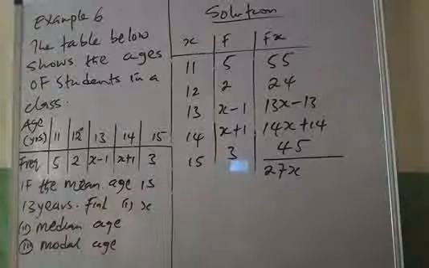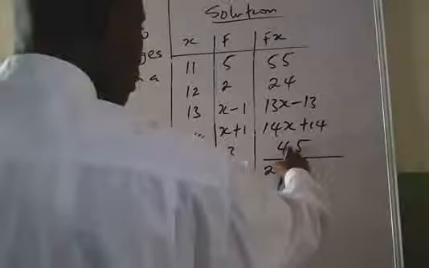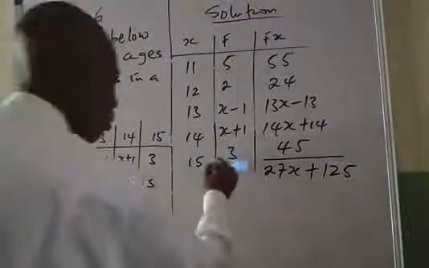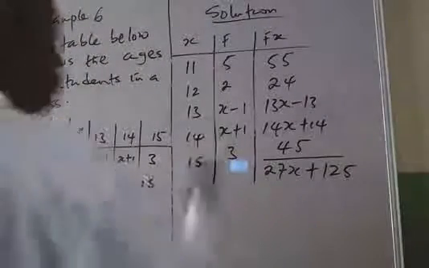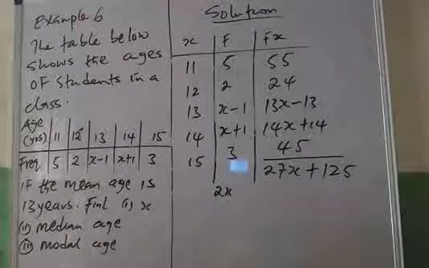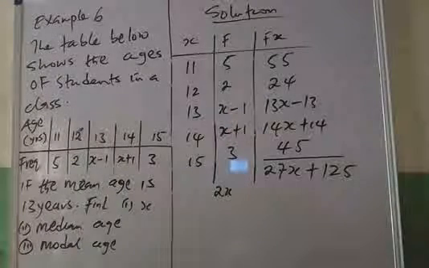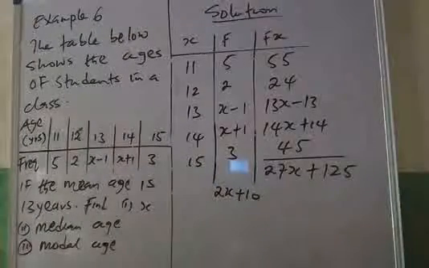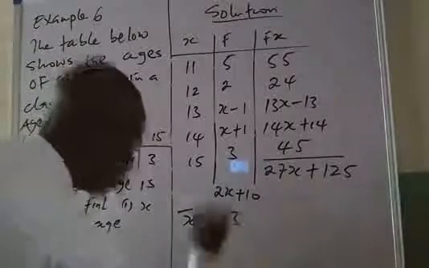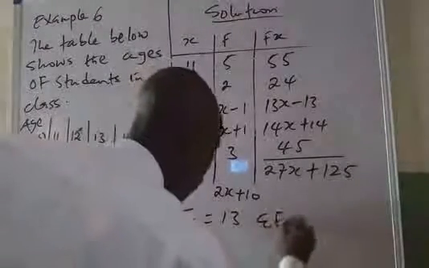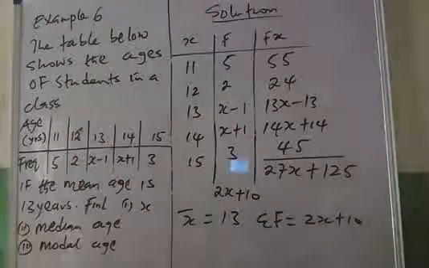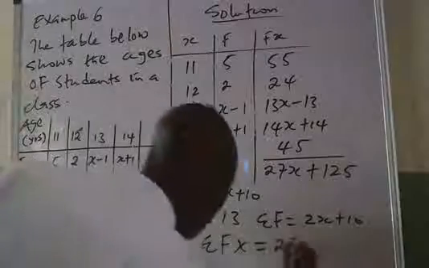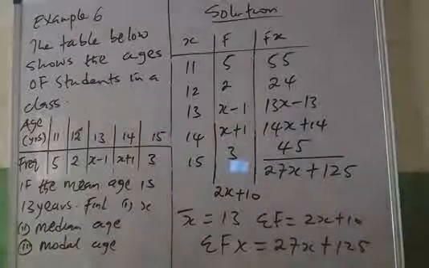So if we add this together, you have 13x plus 14x, this will give you 27x. So you have 55 plus 24 plus 45 plus 14 minus 13. If you add that very well, you get plus 125. While here, we have x plus x is 2x. Then you have 1 minus 1, that will cancel out. Then plus 5 plus 2 plus 3, that's plus 10. So here, we have our bar x to be equals to 13. It's given to us from the question. We have the sum of f is equals to 2x plus 10. And we have sum of fx is given to us as 27x plus 125.